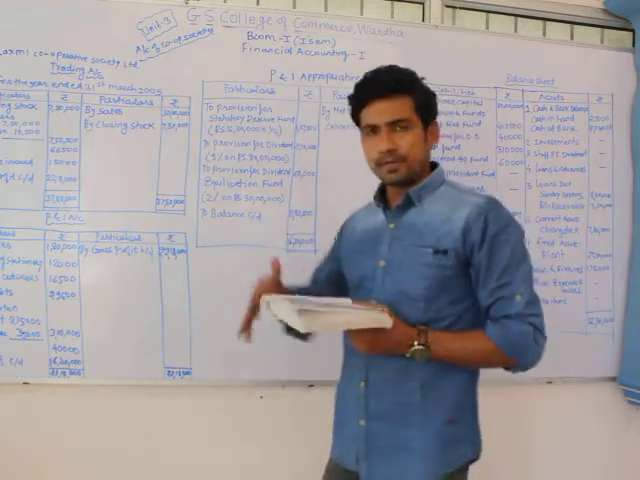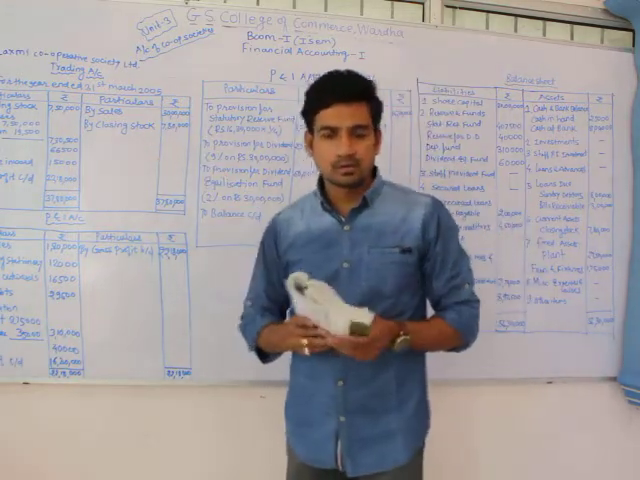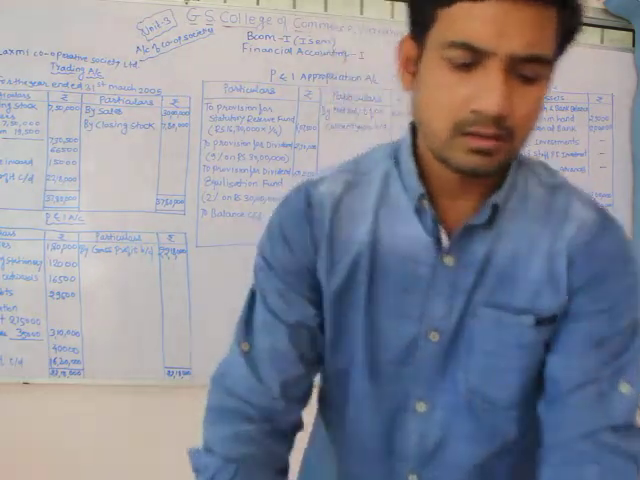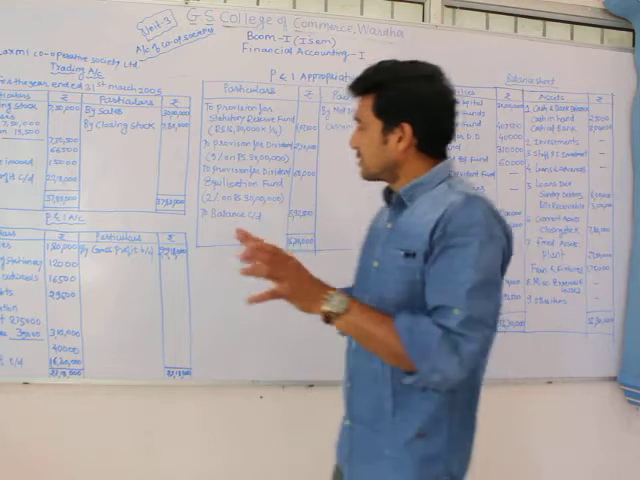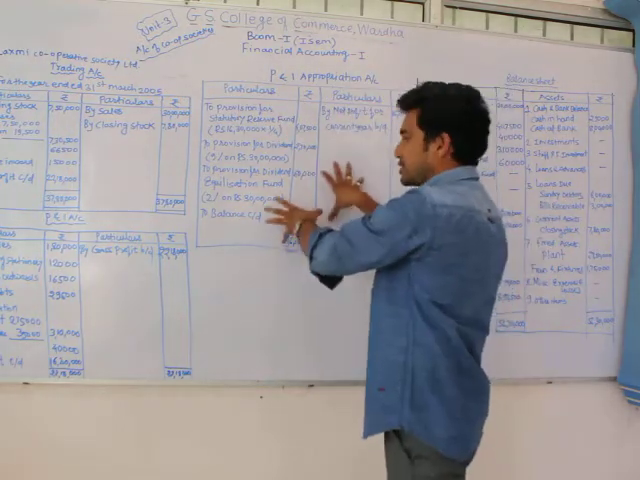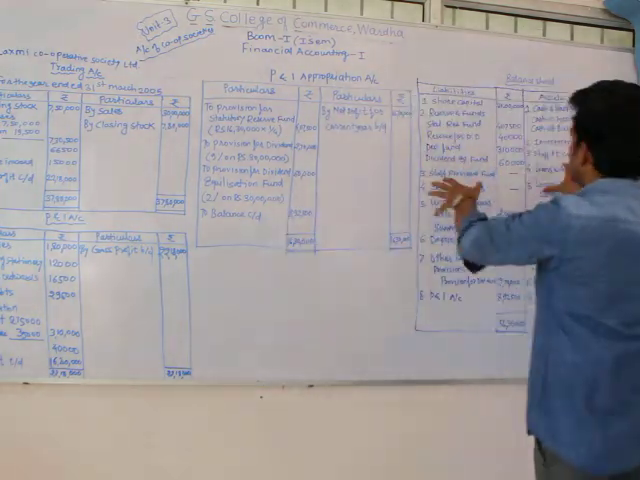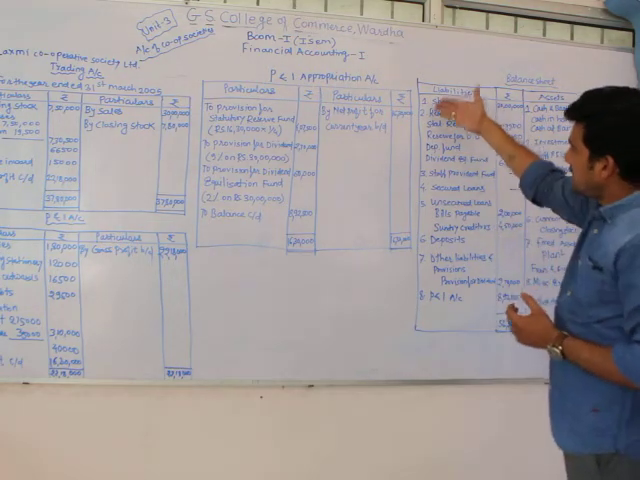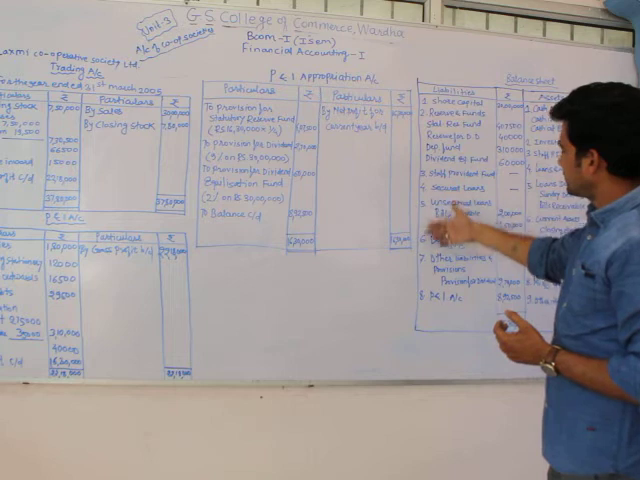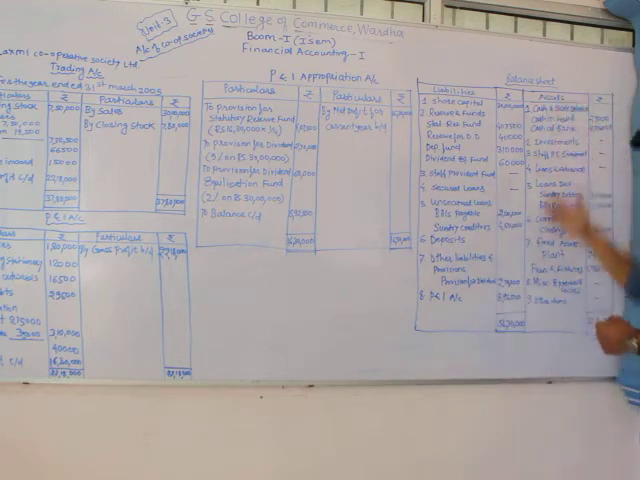Now we will move to the trading account of this problem. This problem is very easy. Actually there is nothing in it, but some parts of this problem, especially the balance sheet, are mentioned in schedules. Like I mentioned here 1, 2, 3, 4, 5, 6, 7, 8. This side also 1 to 9.